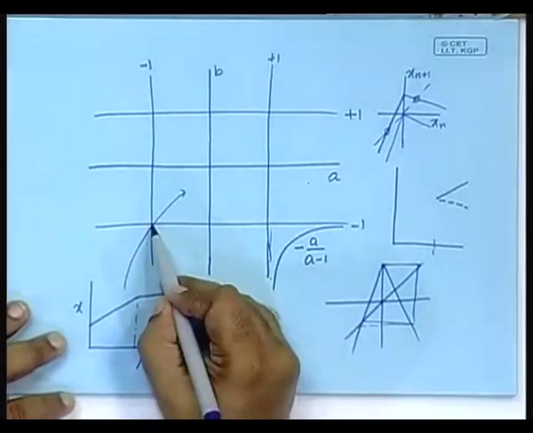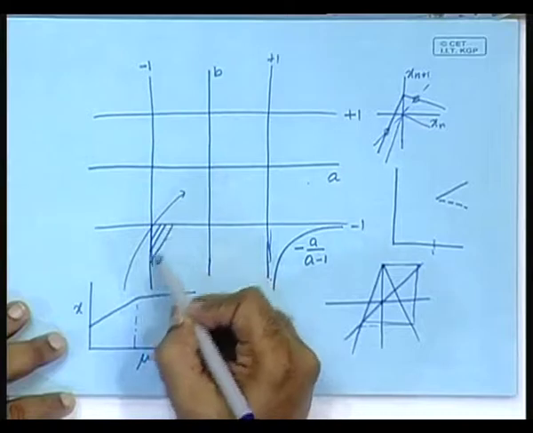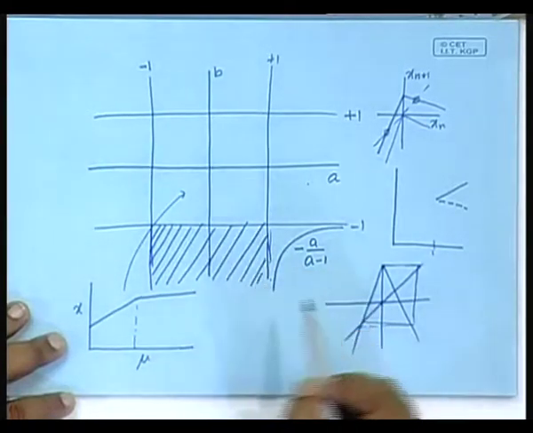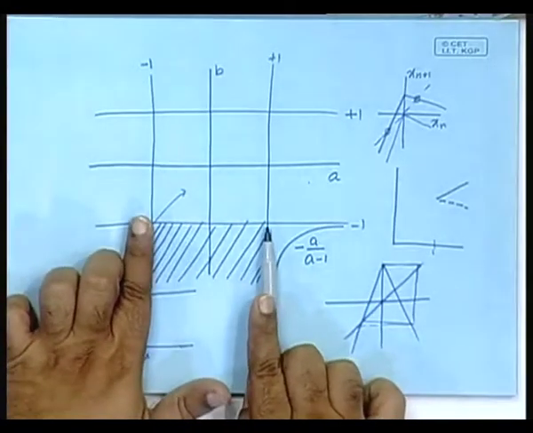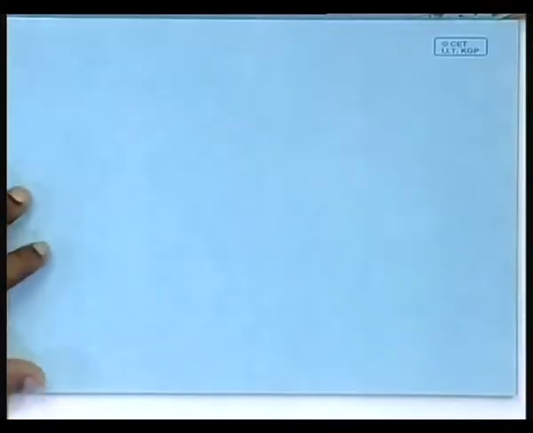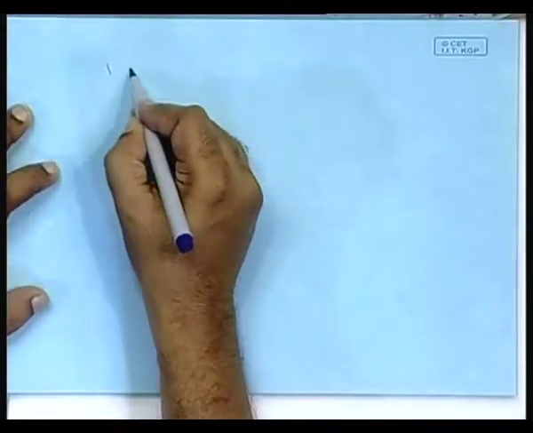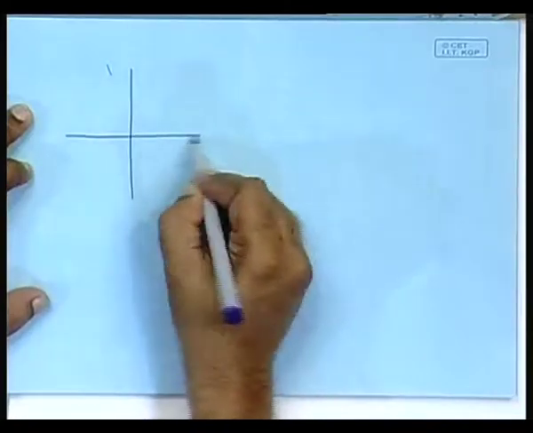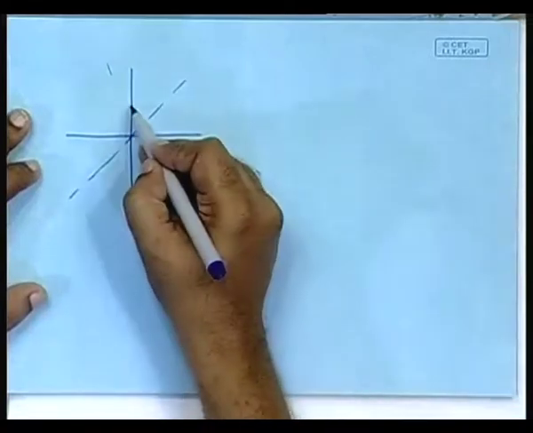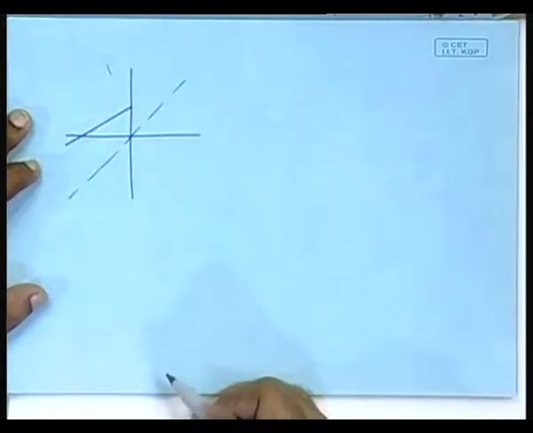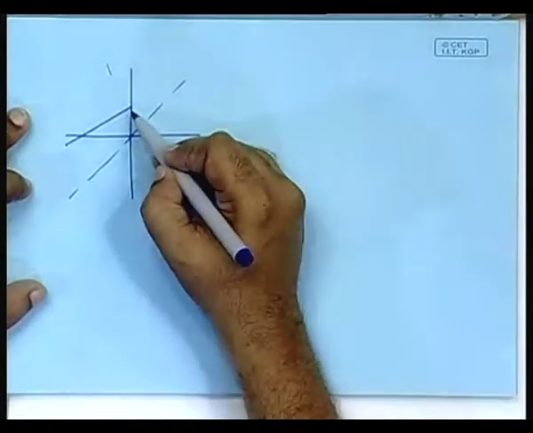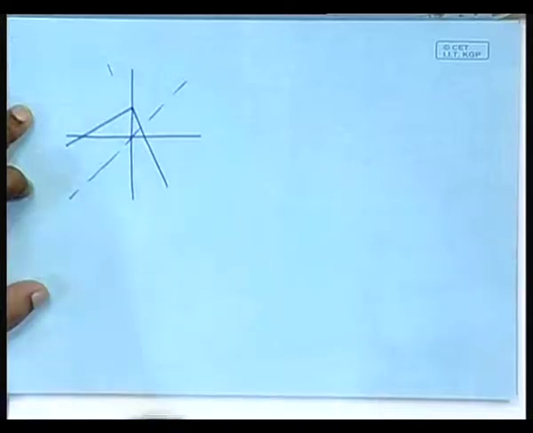What happens for this part? Now, let us take up this part. What does this represent? A value between minus 1 and plus 1 and b value less than minus 1. So, what will the graph look like? The graph will look like a value between -1 and +1. So, let us say like this, and b value greater than or less than -1. So, something like this.